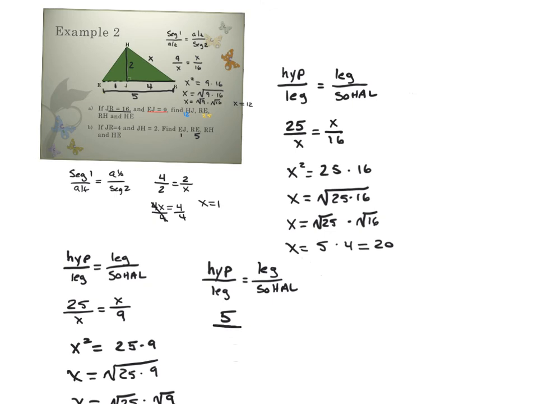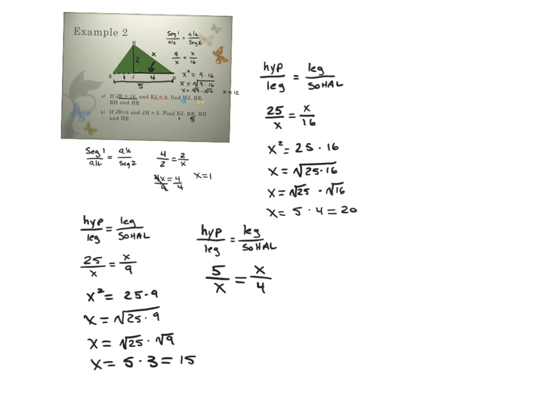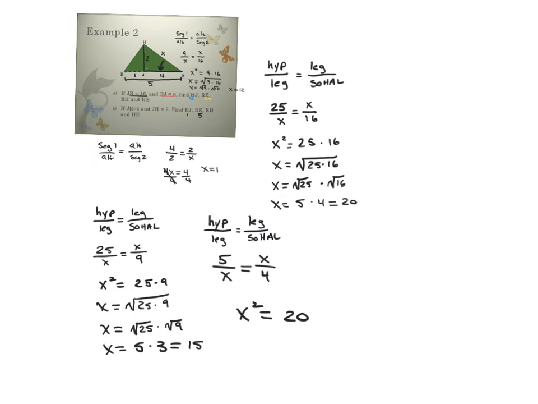5 over x. x is equal to 4. x over, oh, x over 4. It's right there, its next door neighbor. Okay, talk to me. So then you cross multiply and get x squared is equal to 20. x squared is equal to 20. Okay. And then you do the square root and get x is equal to the square root of 20.